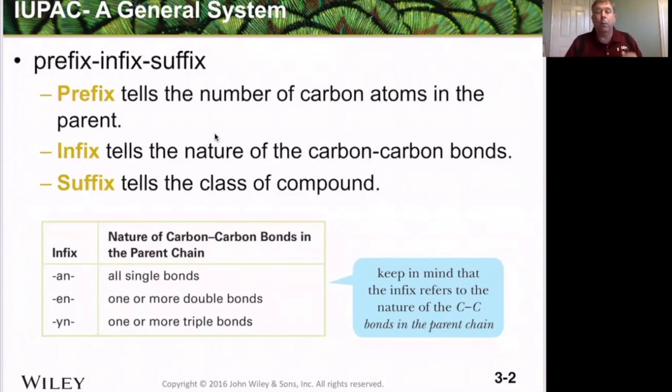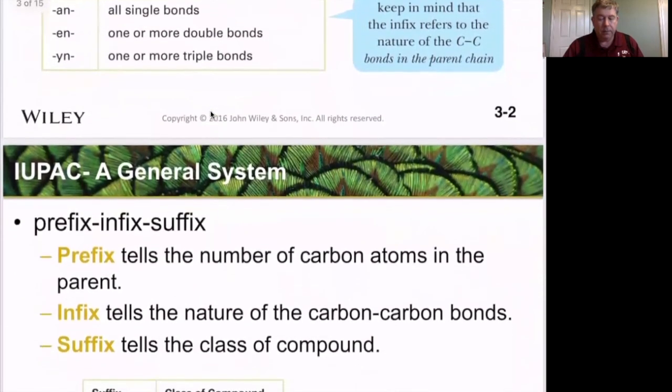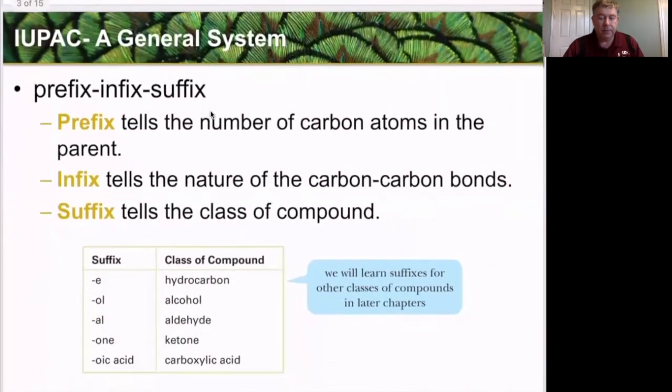So the way we'll be using this is when we have only single bonds, we'll have the "an," like in hexane, right here. If we have one or more double bonds, we're going to use the "ene," as in ethene, or if we have one or more triple bonds, we're going to use "yne," as in alkyne. So let's talk about all the different prefixes and suffixes we can have.